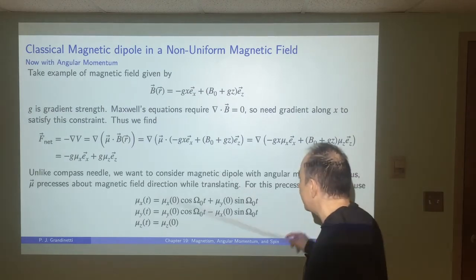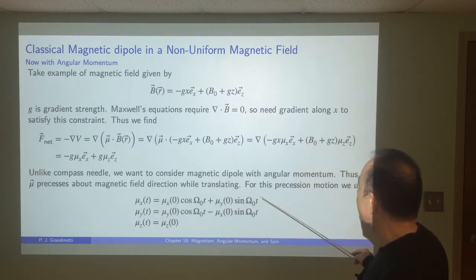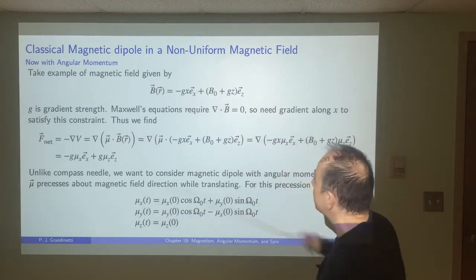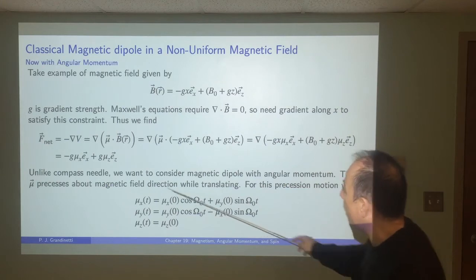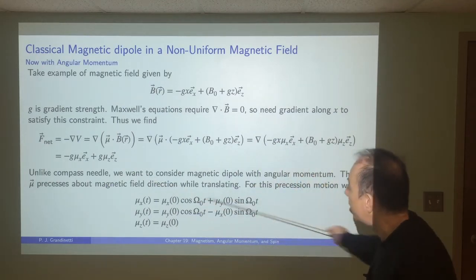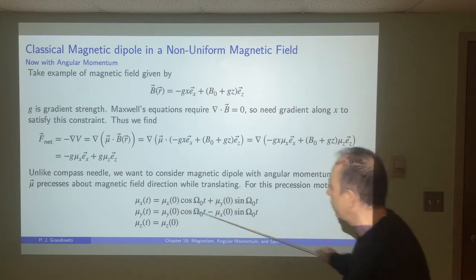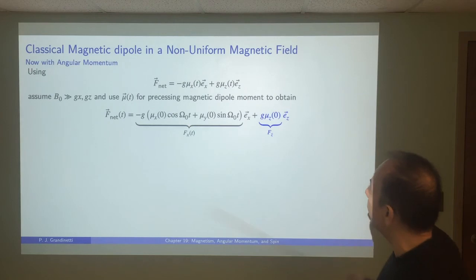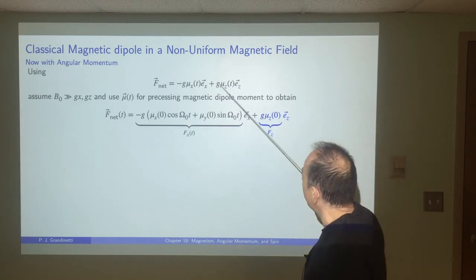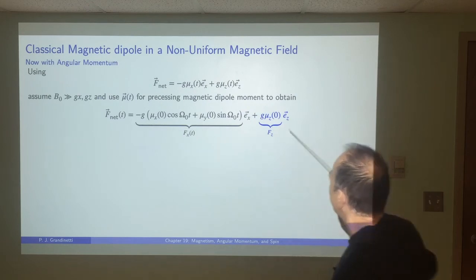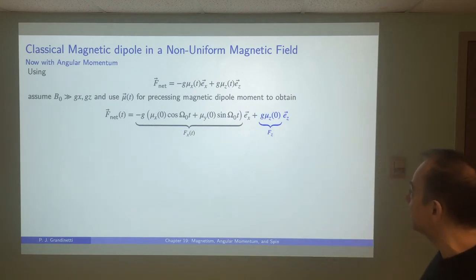Now, don't forget that this is different than our compass needle. We're talking about a moment that has angular momentum here. So for the dipole moment, the z and x components, we're going to plug in our expressions for that precession so that we have the time dependence in our force. And if I take our expressions for the force with the time-dependent magnetic dipole moment, then I get this expression for the net force at any instant in time.